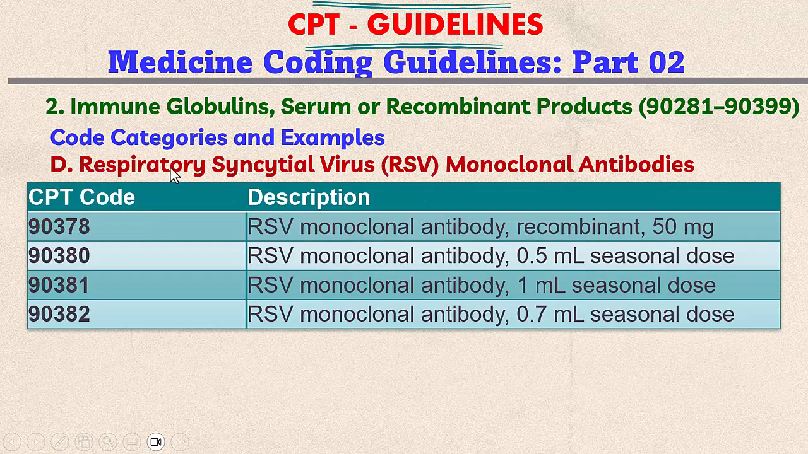Now the fourth category is respiratory syncytial virus. You can see the codes 90378, 90380, 90381 and 90382 for RSV monoclonal antibody, recombinant, 50 milligram, then 0.5 milliliter, 1 milliliter, and 0.7 milliliter, all seasonal doses. You can read the code descriptions.